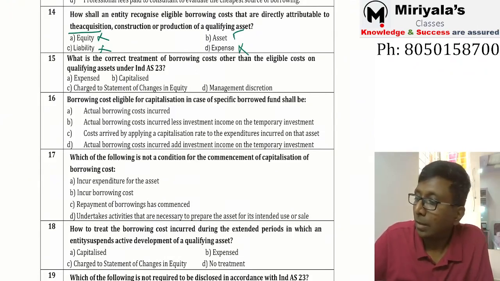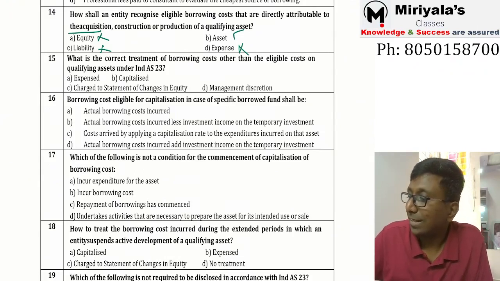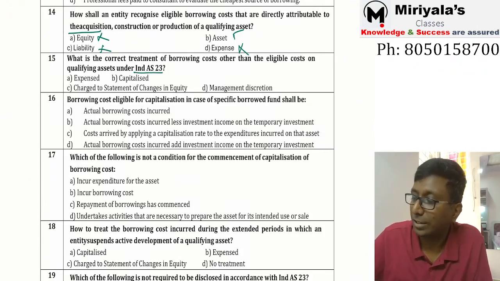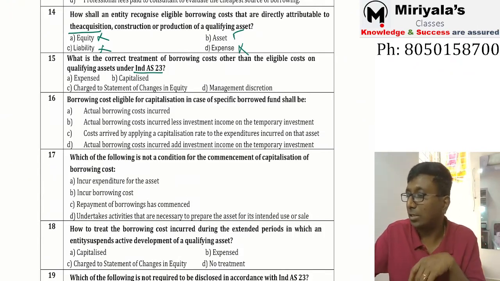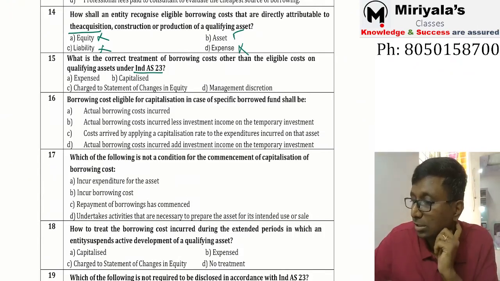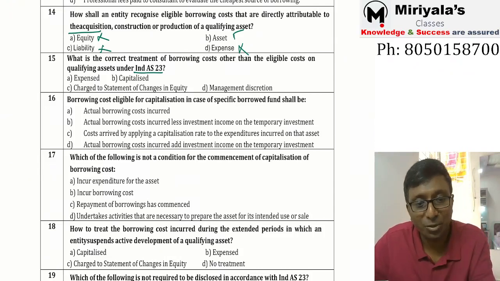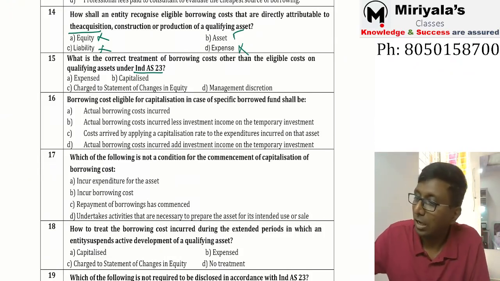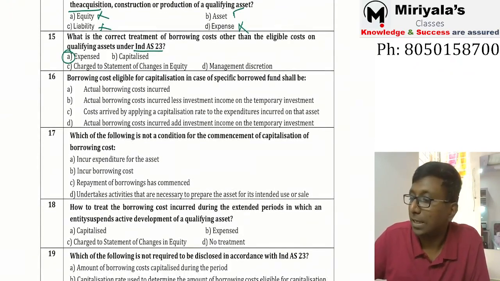What is that? What is the correct treatment of borrowing costs other than the eligible costs on the qualifying assets under Ind AS 23? What should I do? What is the correct treatment of borrowing cost other than the eligible cost qualifying asset? If it is not eligible, what are you supposed to do? You are supposed to charge off. Correct, na? If it is not a qualifying asset, it is not eligible. Obviously, you will be charging it off. That's all. Correct, na? Exactly.